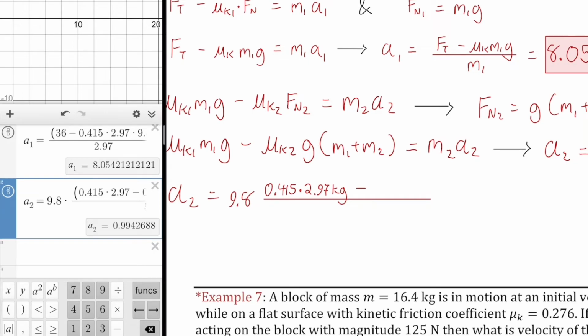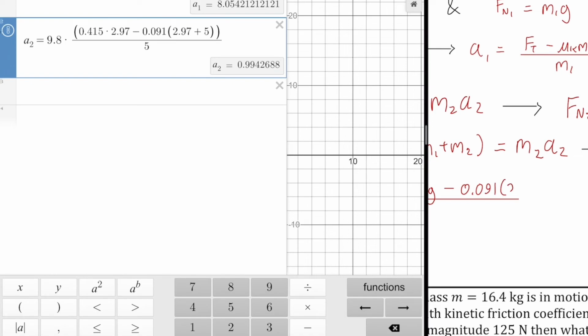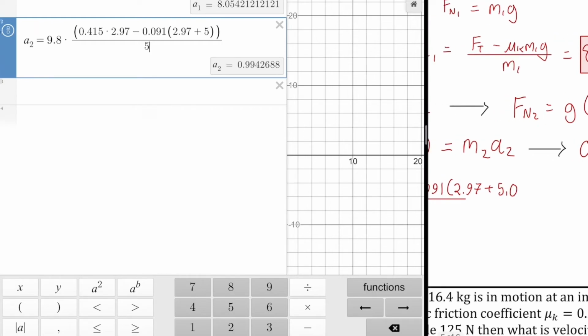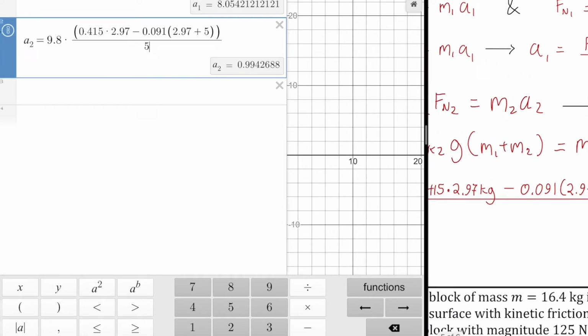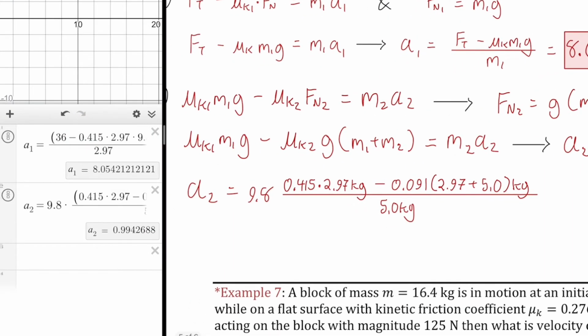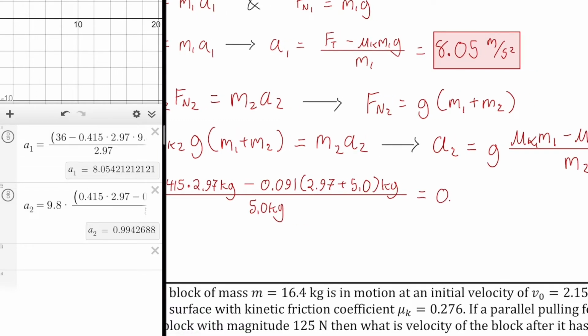Okay, so then minus 0.091, I believe, is our corrected value. Yep. And then the sum of masses, so 2.97 plus 5, kilograms, and then divide all that by 5 kilograms. There we go. We'll put some units on the acceleration, meters per second squared. And so that gives us our value for the acceleration of block 2 relative to the table of 0.994 meters per second squared.